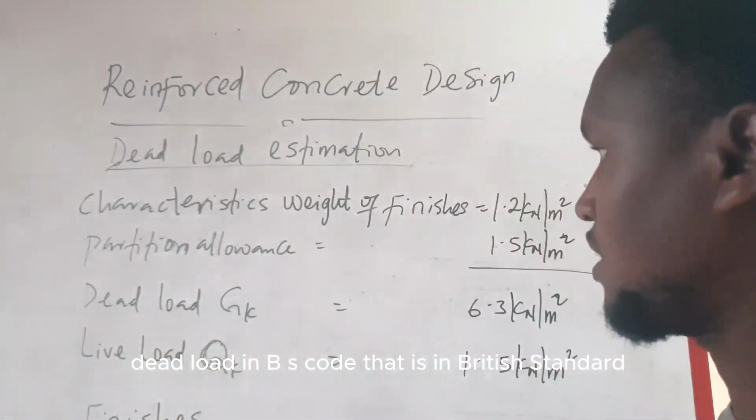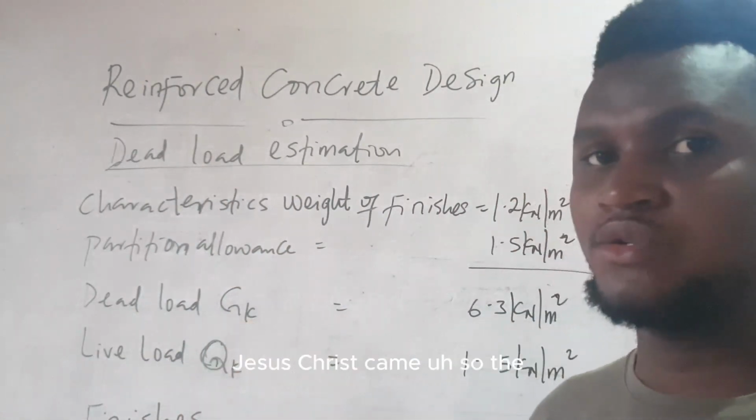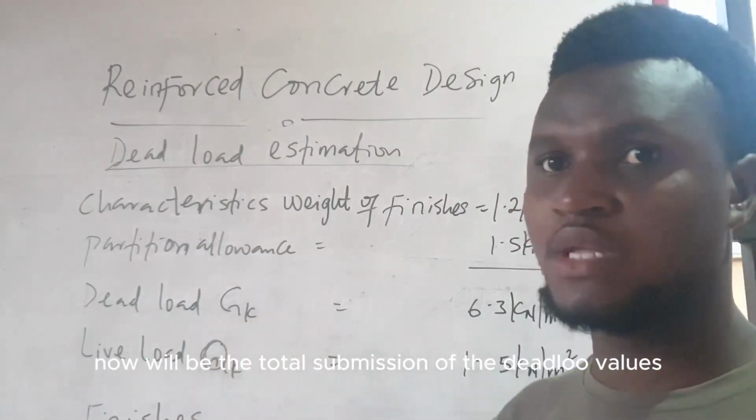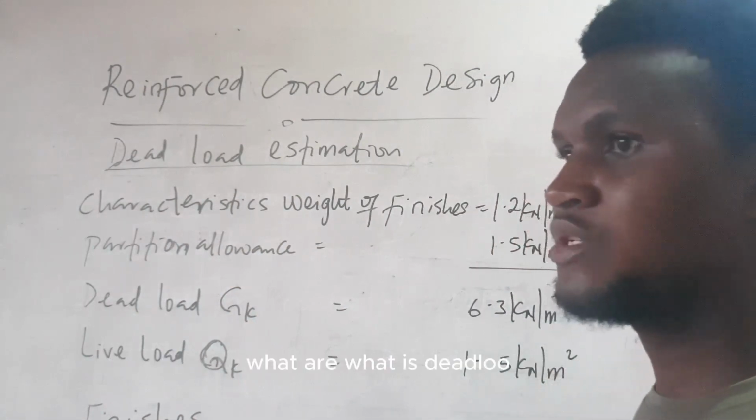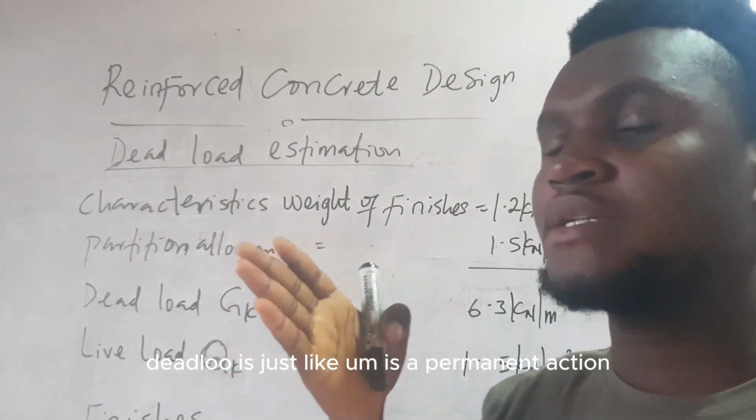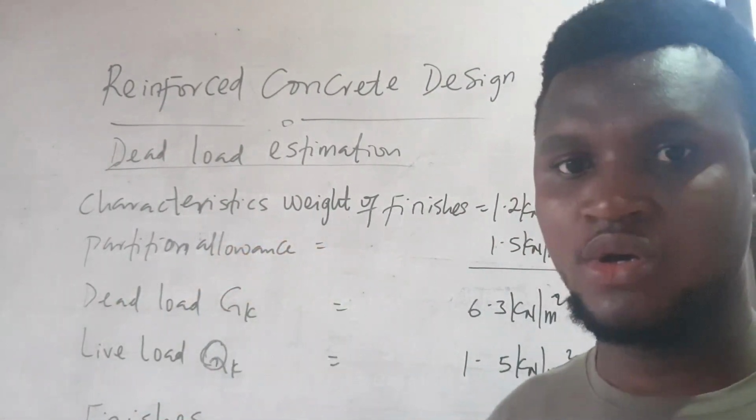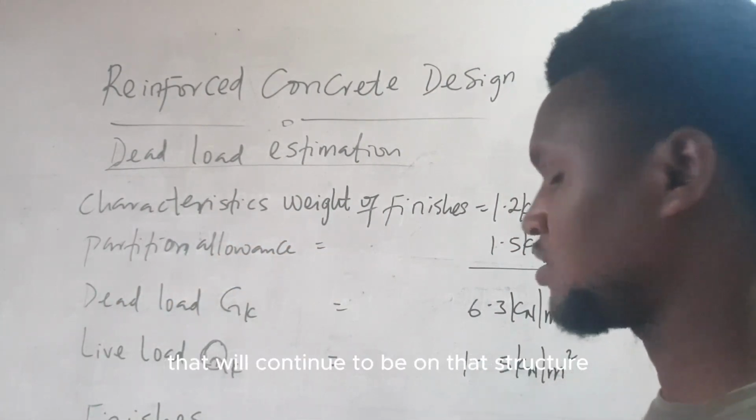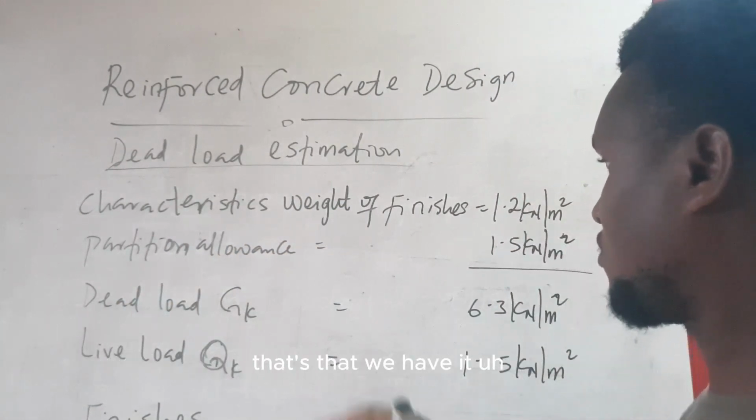That is in British standard. It will represent our dead load by what? GK, G subscript K. So the dead load now will be the total summation of the dead load values. What is dead load? Dead load is a permanent action, or a permanent load, on a structure. You understand? Permanent load on a structure. They will continue to be on that structure till the last day of the building. So that we have it.